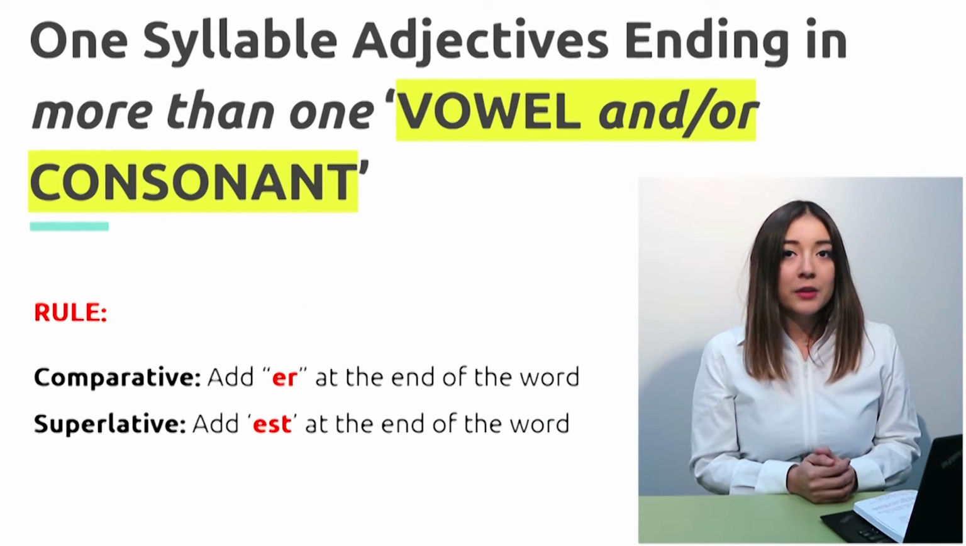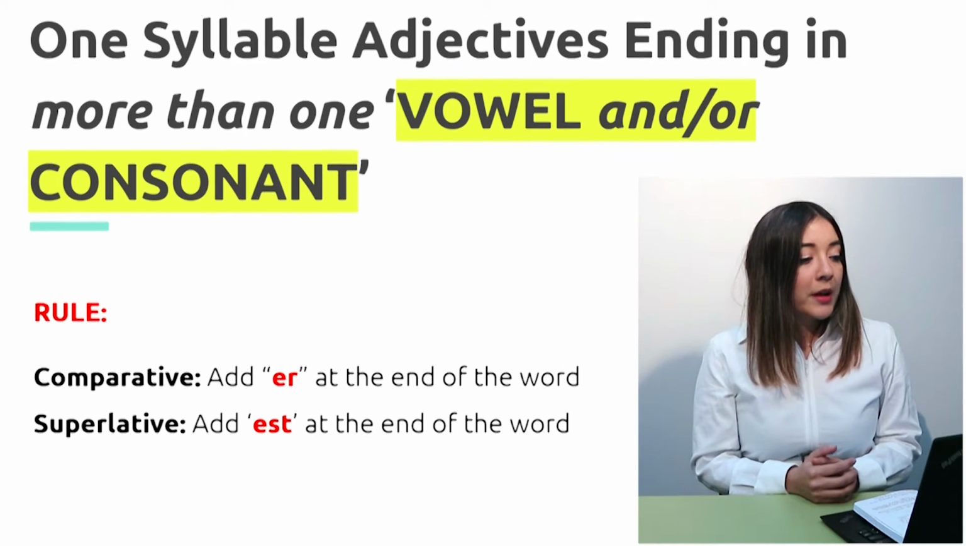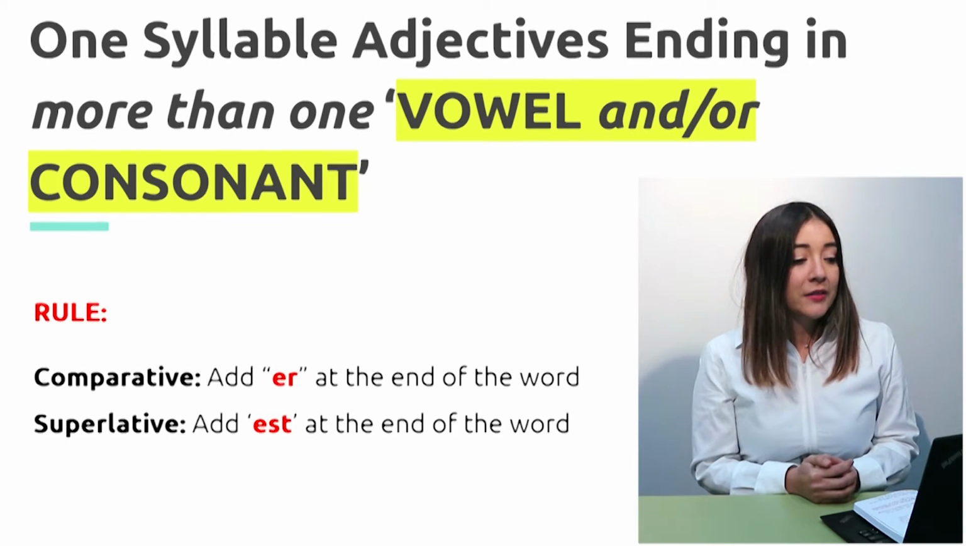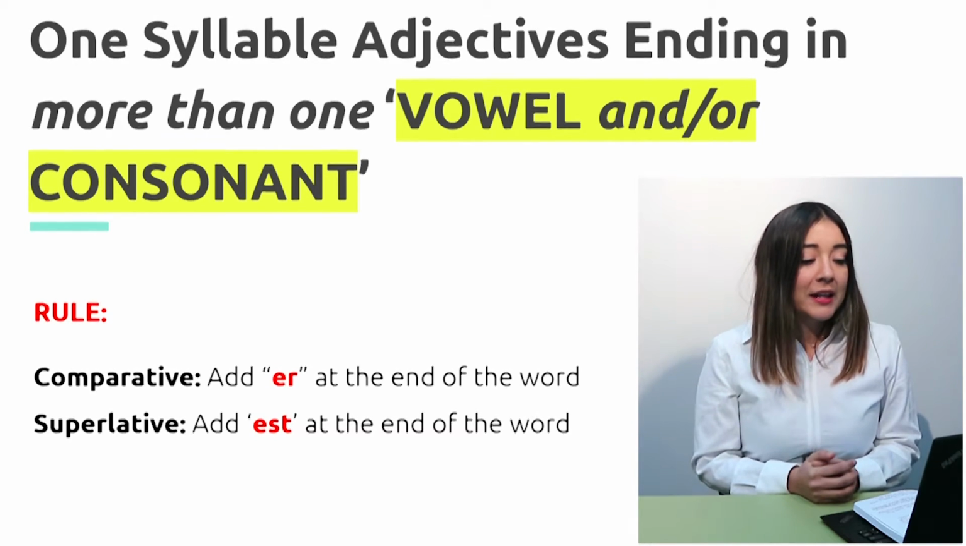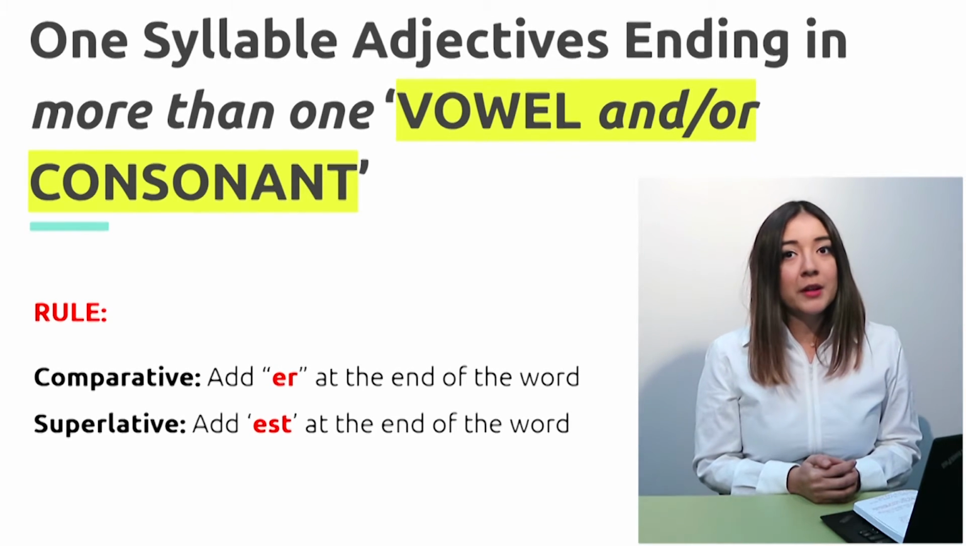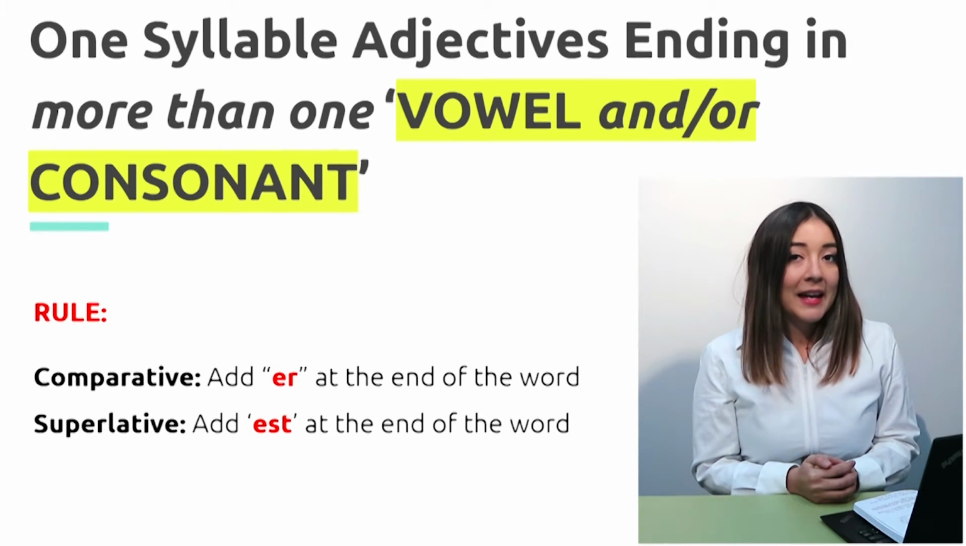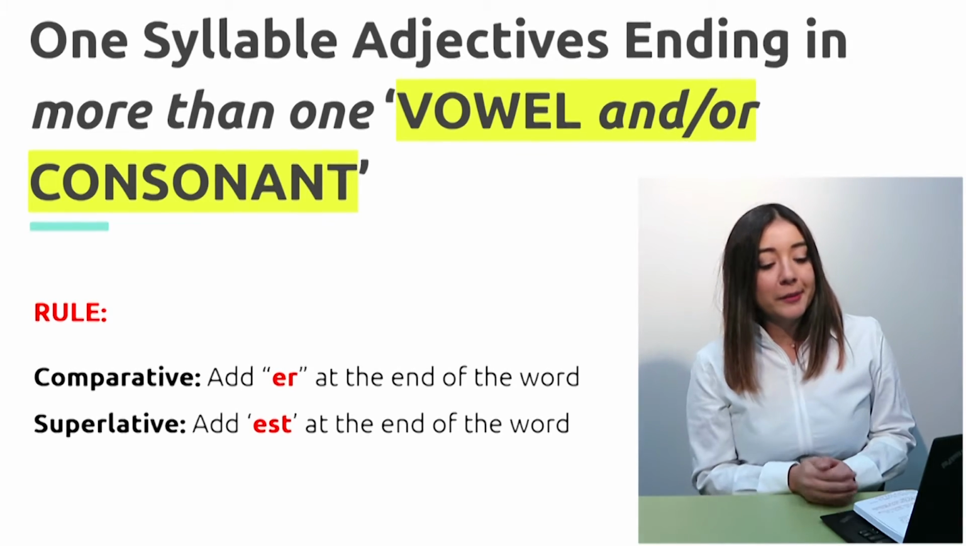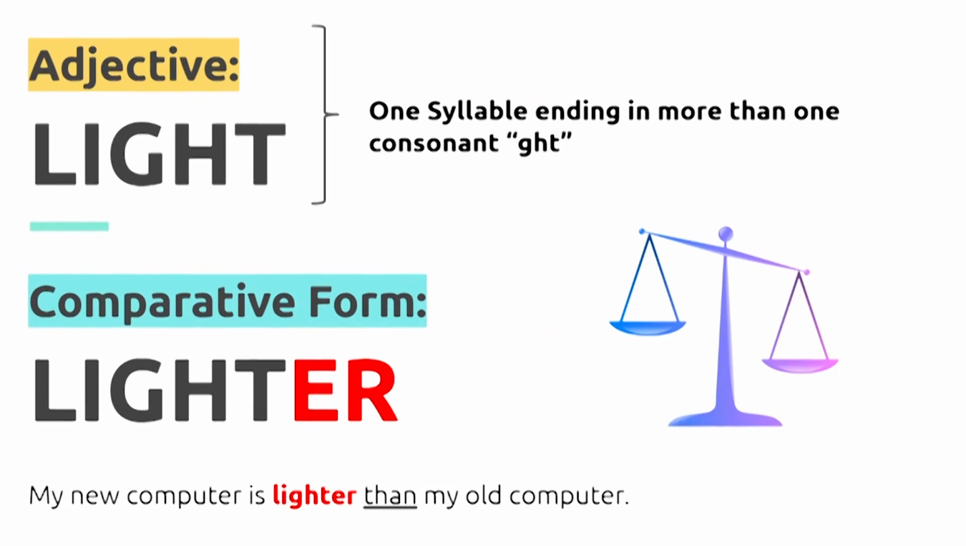Continuing on with the rules, when we come across one-syllable adjectives ending in more than one vowel and/or consonant, we add er at the end of the word to form the comparative form and add est at the end of the word to form the superlative form. An example of this would be light. It is a one-syllable adjective ending in more than one consonant. To make the comparative form, we add er.